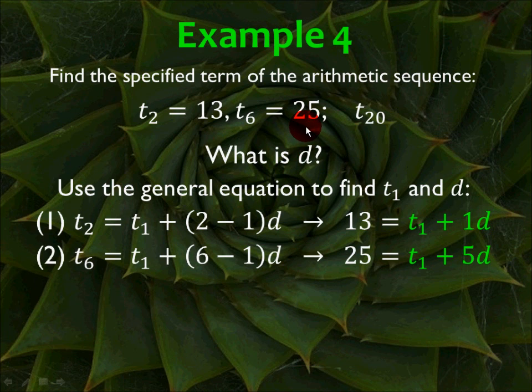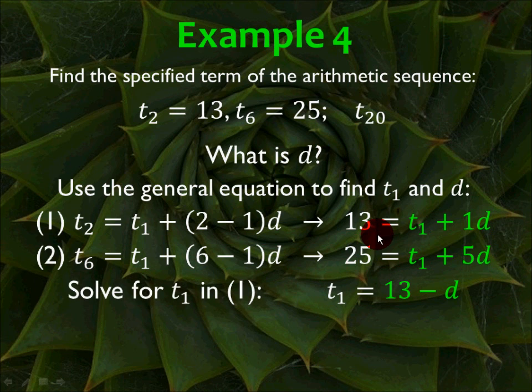Now we use the 25 for the sixth term, and we use the same general equation. Plug in 25 for T6, and you plug in 6 for n, and your formula here is 25 equals T1 plus 5D. So you have two equations, two unknowns. Take a look at the first equation, solve for T1. T1 is 13 minus D. All I did was subtract D from both sides.